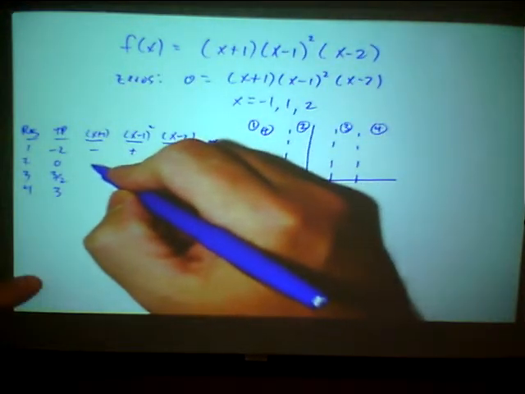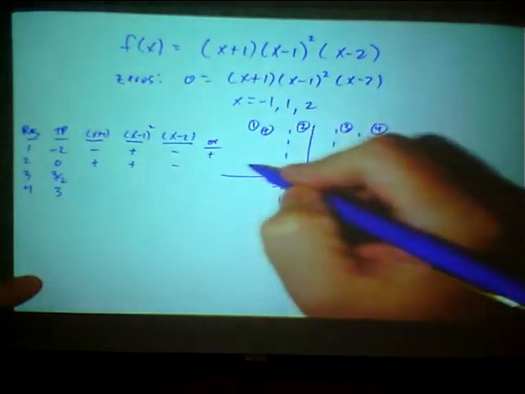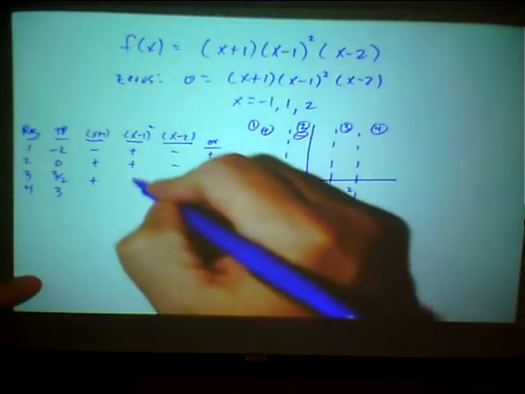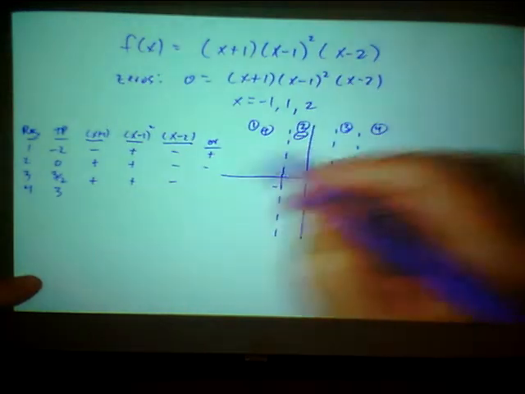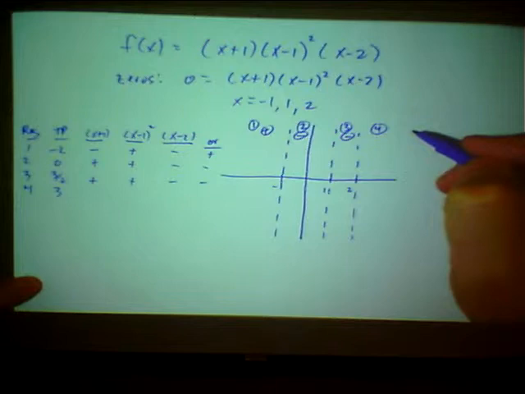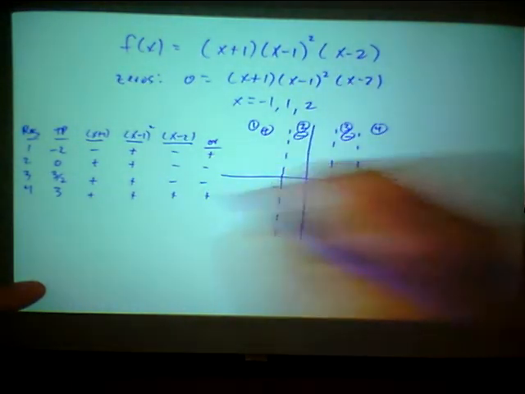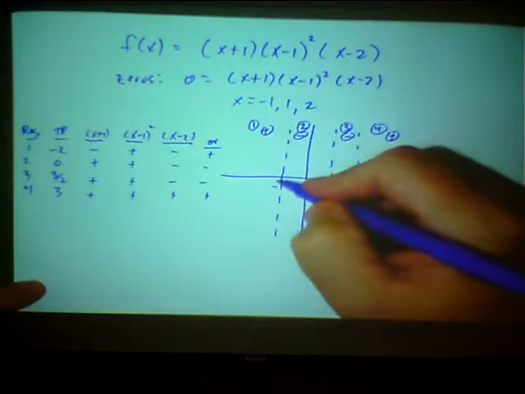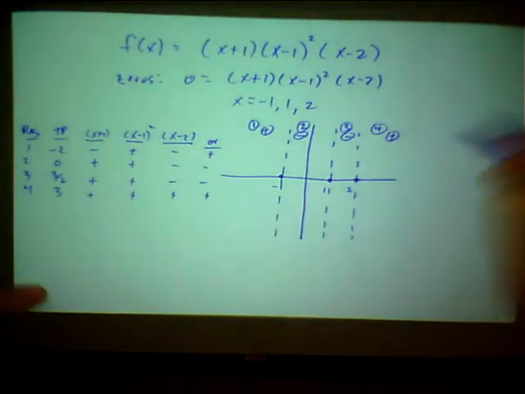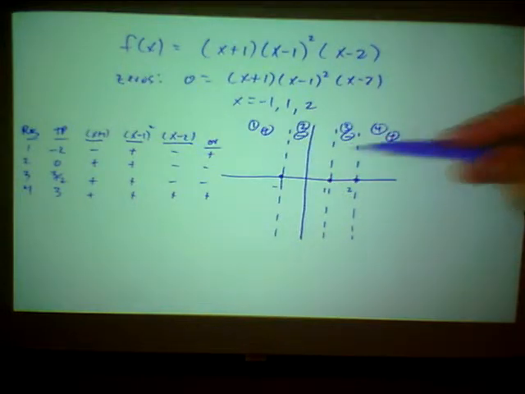Region 2, positive, positive, negative. So region 2 is negative. Region 3 is positive, positive, negative. So region 3 is negative. And region 4 is positive, positive, positive. So it's interesting. I have 4 regions. I start out positive and then go negative and then negative and positive.